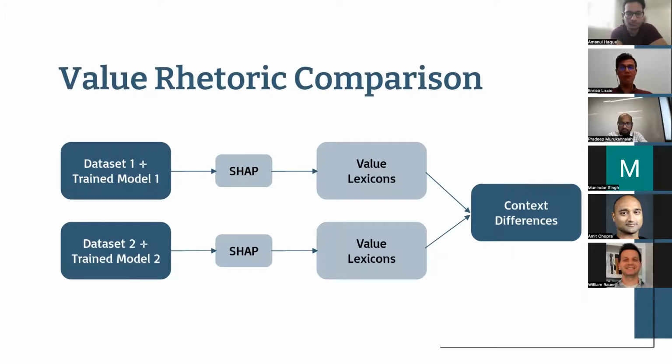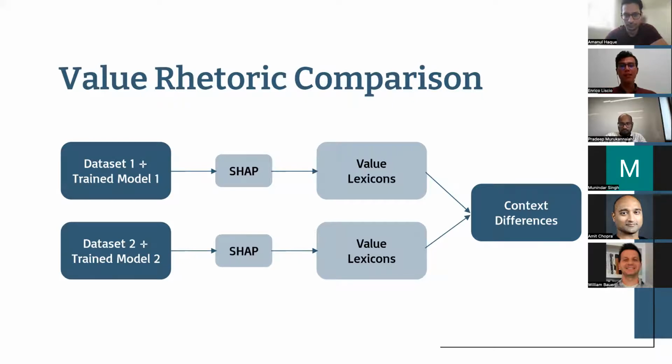So essentially, we have created value lexicons, lists of words ordered by the importance and the impact that they have over the decision-making of the system. So how important are words for the model for predicting a certain value? We've done this for two datasets. We've done this to compare two datasets, essentially. And then we got numbers of comparison, both quantitative and qualitative comparisons.